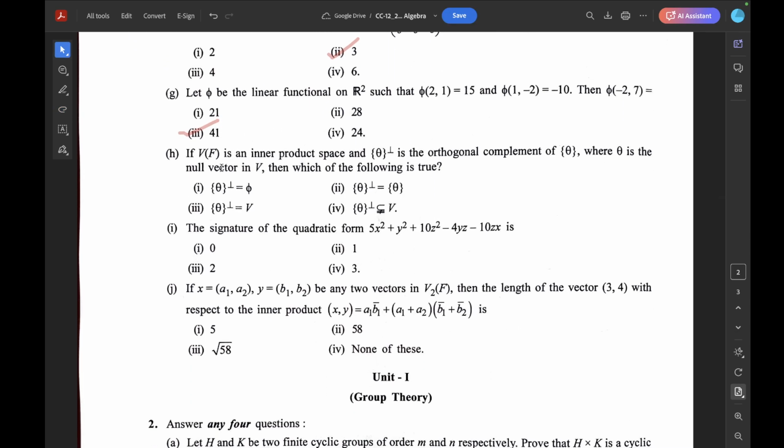Next question H. If V(F) is an inner product space and theta perpendicular, the singleton set theta perpendicular, is the orthogonal complement of the singleton set theta, where theta is the null vector in V, then which of the following is true?